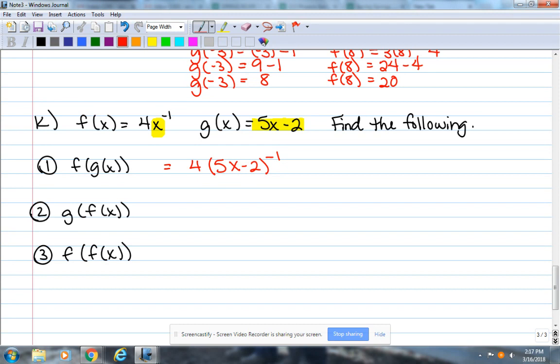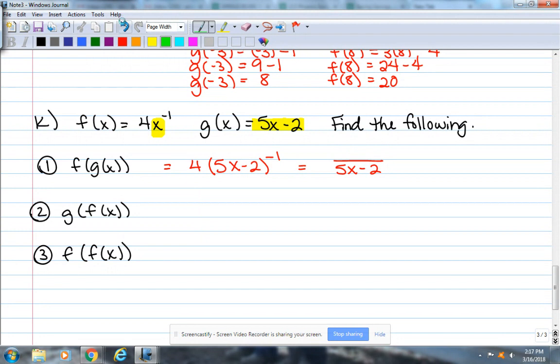Okay? Now I'm going to simplify it. Well, it says this whole binomial right here is to the negative 1 power. What do we do with negative exponents? Other side of the fraction. So the 4 does not have that negative 1 exponent, though, does it? So it's going to stay in the numerator. And we'll pull that to a denominator. And it's going to be 4 over 5x minus 2. All I can do to it.